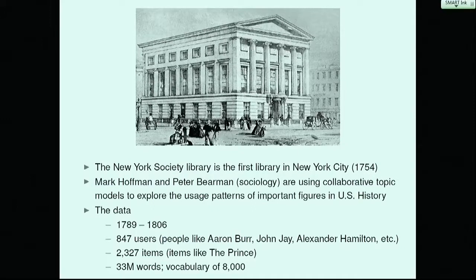And graduate student Mark Hoffman and Peter Bearman, who's a sociologist at Columbia, are using this model. So we have the source code released. They are using this model to explore usage patterns of important figures in US history. Basically, I said, okay, we're not interested in readers, we're interested in papers, because that's what was interesting there.